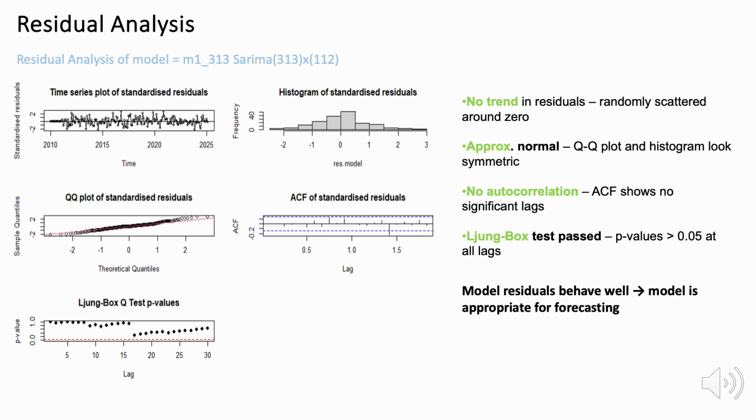The residuals showed no trends and looked randomly scattered in the time plot. The histogram and QQ plot showed the residuals were roughly normal. The ACF and PACF of the residuals had no significant spikes, confirming no autocorrelation. And the Ljung-Box test p-values were also above 0.05, indicating a good model fit. Based on all these checks, we finalized this model for forecasting.